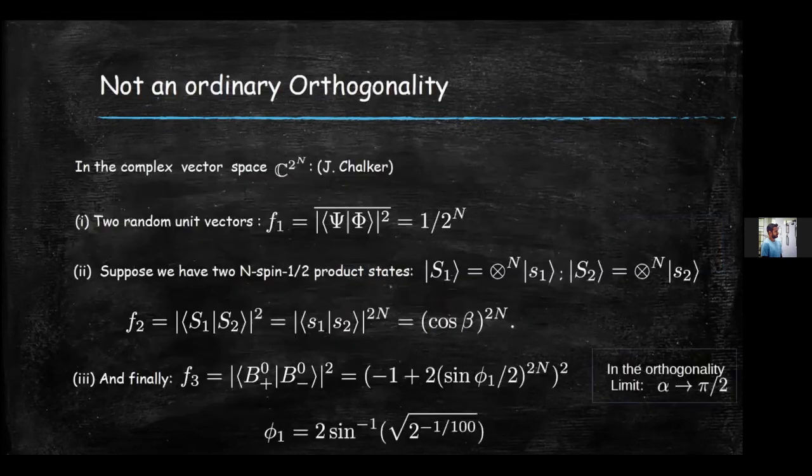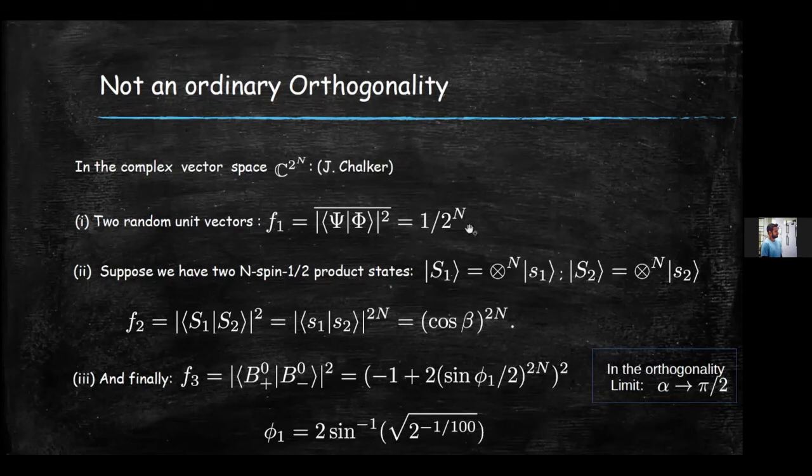And this orthogonality, as it turns out, is not an ordinary orthogonality, because as we increase the dimension of the Hilbert space, we can show that for any two random unit vectors, their average overlap amplitude can be written as 1 over 2 to the power n. Or these two states, b plus 0 and b minus 0, could also have been two separable states. Even in that case, we can see that it's directly proportional to cosine beta to the power 2n. So the point is that the orthogonality of two many-body states could exist in a large Hilbert space just because of the dimensionality of the Hilbert space.